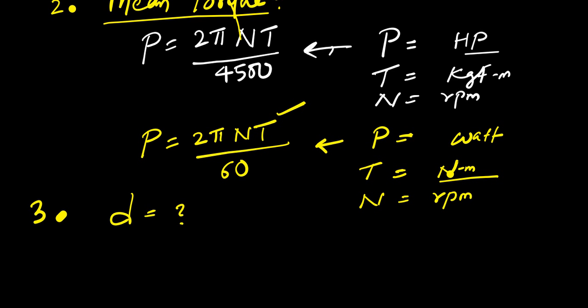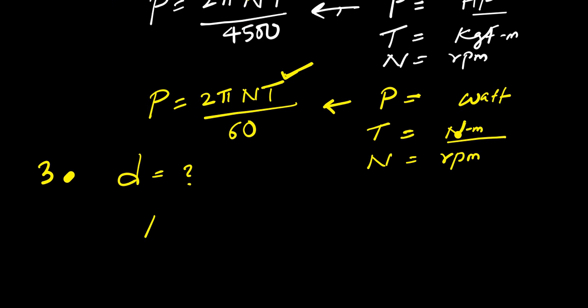Sometimes you have to convert the mean torque to the maximum torque. This is what we call the mean torque, and in some rare cases you have to calculate the maximum torque, which will be the mean torque into 1.2, if overload is mentioned in the question. Then you have to use this equation.